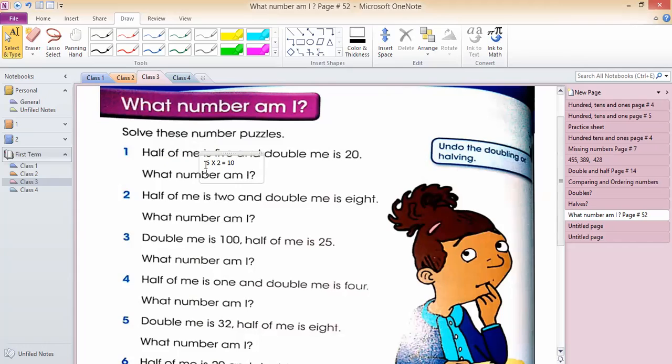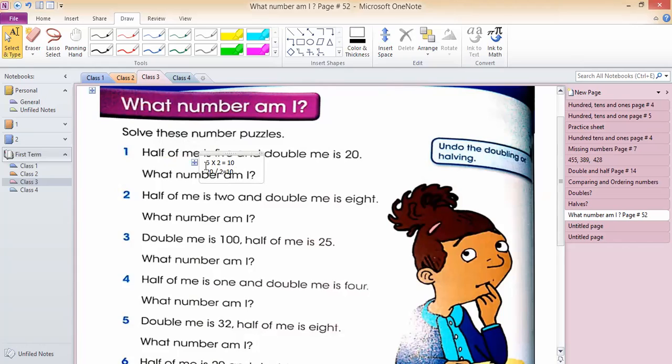In this way you can find it out. Or, because double is 20, you can find out the inverse: double divided by 2, that is also equal to 10. So the number is 10. In this way, we can solve.